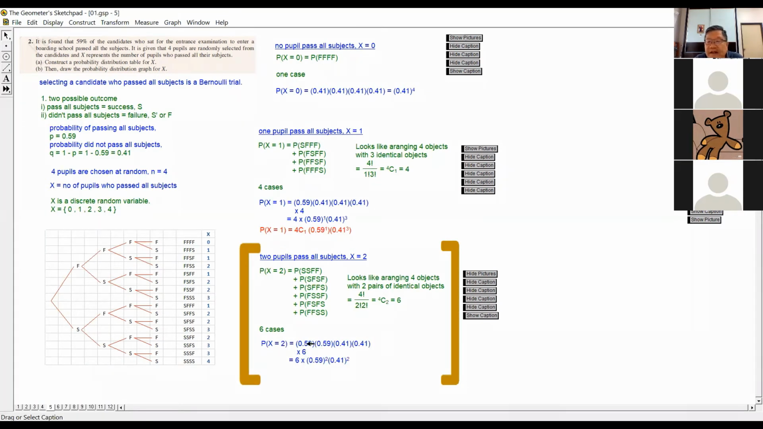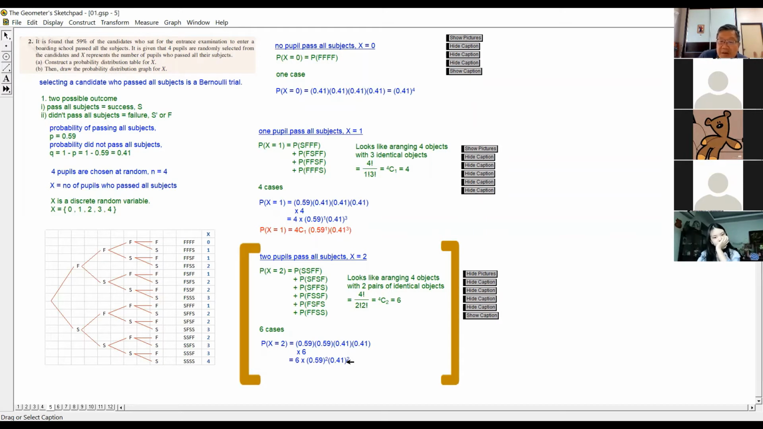Now if you want 2 success, it means 0.59 times 0.59. Then if you want 2 failure, 2 success means 2 of them, the other 2 must be failure. So it is 0.41 times 0.41. In other words, it is 0.59 to the power of 2, 0.41 to the power of 2. But this probability has 6 possible outcomes, so I multiply by 6.